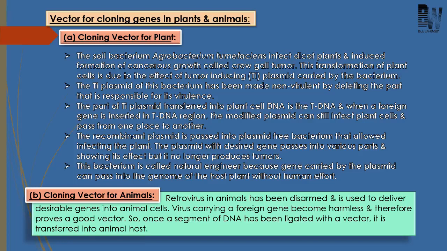So what is the point? We can now use this Ti plasmid of Agrobacterium tumefaciens, after deleting the gene responsible for the disease, as a vector to transfer the desired gene into the plant.